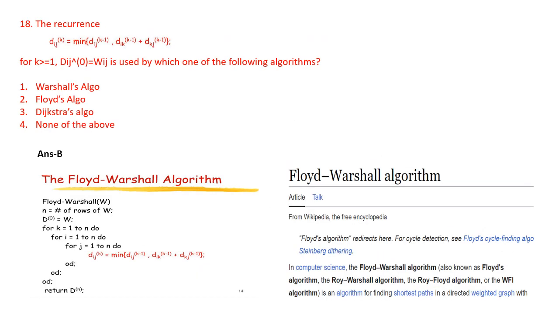So in this question we have one recurrence relation and it is asking what kind of recurrence relation it is. So the options are like Warshall algorithm, and second is Floyd algo, and third is Dijkstra, and fourth is saying that it is none of the above. So it is the Floyd-Warshall algorithm.